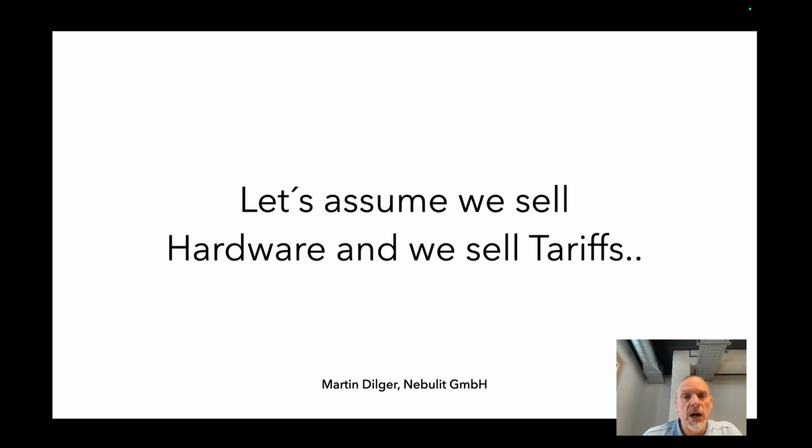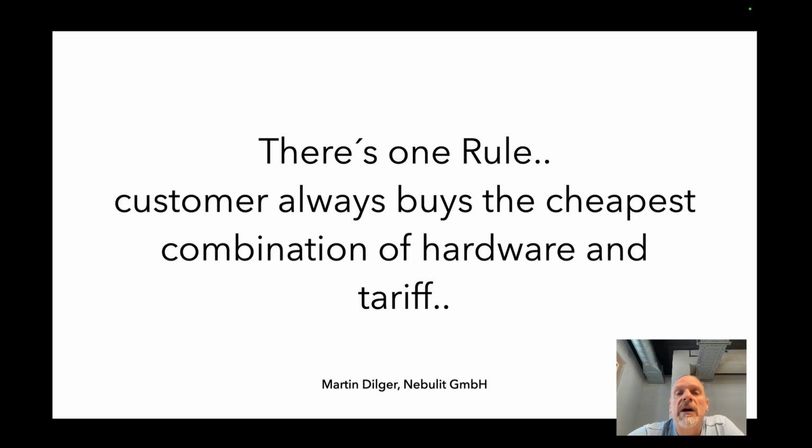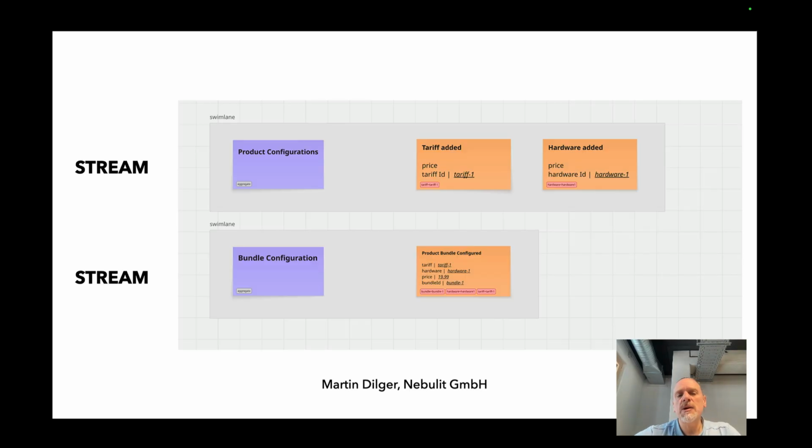Now we talk about a real example. Let's assume we sell hardware and we sell tariffs. And let's assume we have bundled products. And of course, bundled products are cheaper. We want to make good offers for the customer. And we have this one rule: a customer always buys the cheapest combination of hardware and tariff available. There can be multiple bundles with multiple prices. The customer always gets the cheapest one.